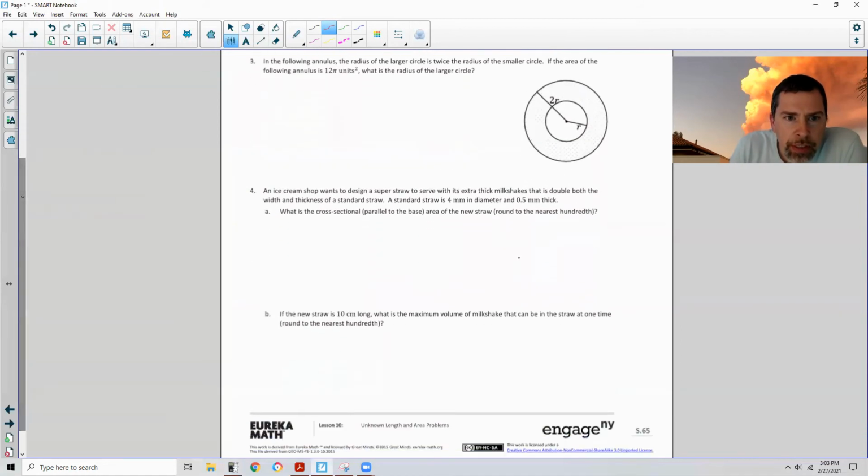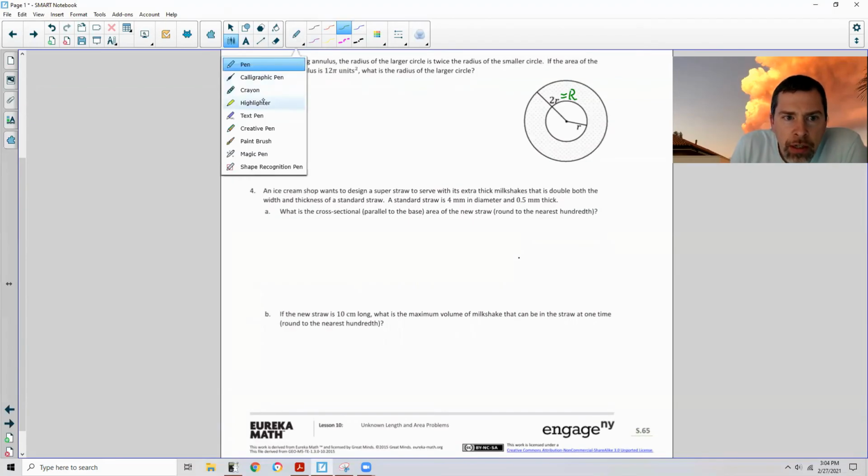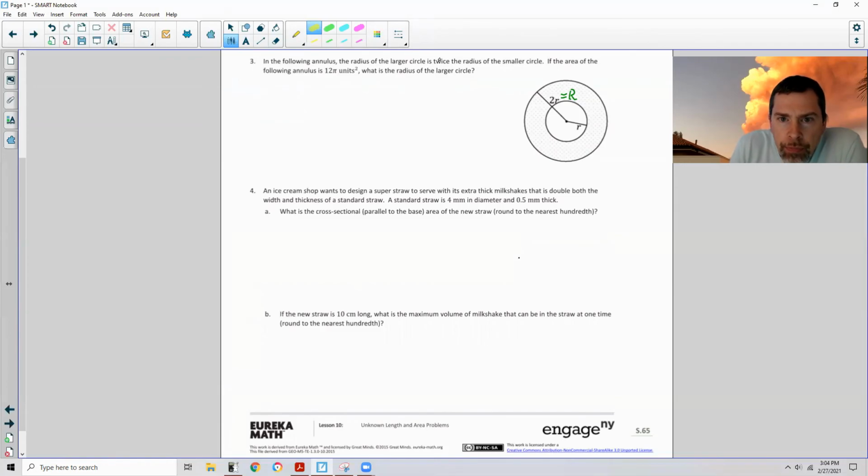Number 3, in the following annulus, the radius of the larger circle is twice the radius of the smaller circle. So 2r equals big R. If the area of the following annulus is 12 pi units squared, what is the radius of the larger circle? So let me highlight some things here. Okay, radius of the larger circle, twice the radius of the smaller circle. And the area is 12 pi. And then what are we asking for? What is the radius of the larger circle?